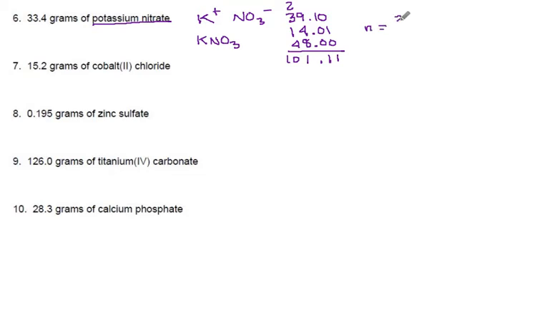And once we have that, as usual, the actual mole calculation is a breeze. 33.4 divided by 101.11. I mean, it's not do it in your head breeze, but at least it's easy to set up. 0.330 would be about right for our number of moles. And remember to say it's moles of KNO3.